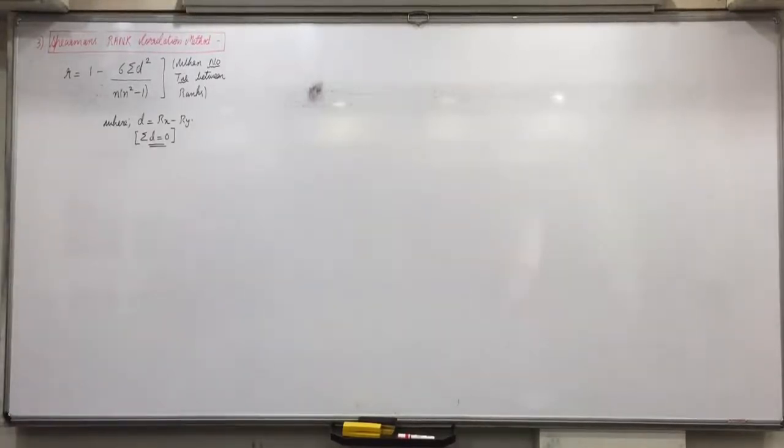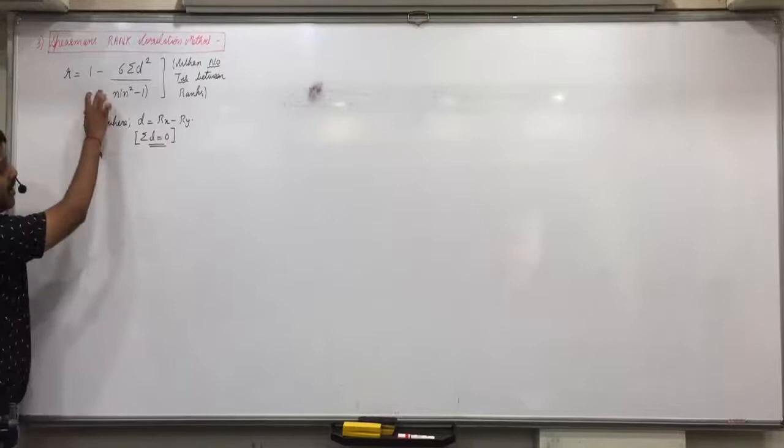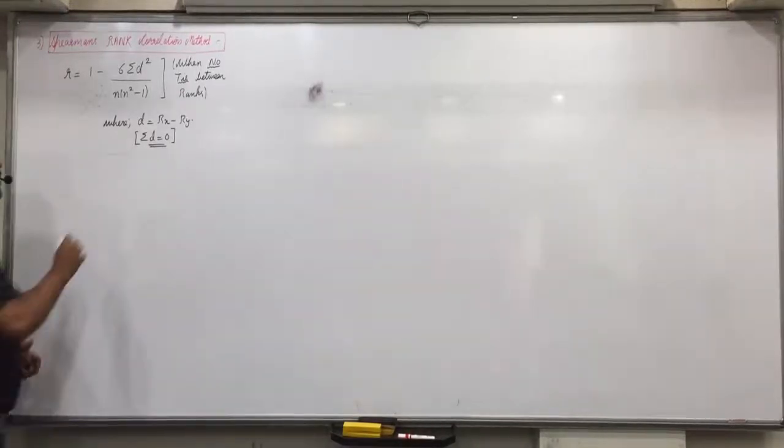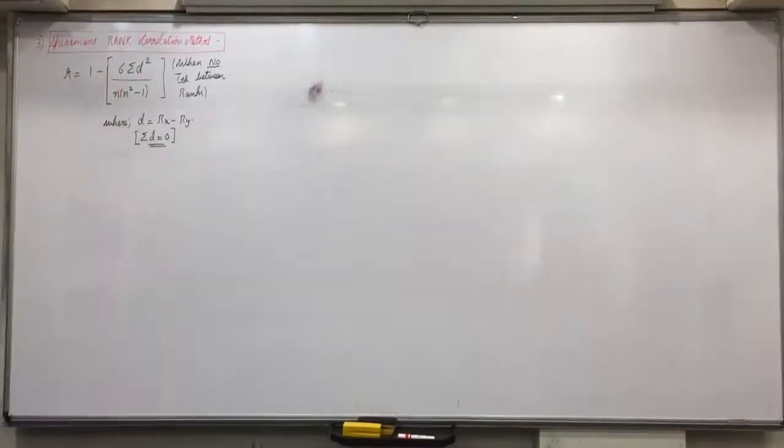Note down this formula in the summary: 1 minus 6 sigma d square upon n into n square minus 1. Be careful with the division, it's not a whole division. Division is done only on the right side, only from 6 sigma d square. It's not the whole divided by n square minus 1. Be careful, division is only in this part. So initially we take up the questions when there is no tie between the ranks.